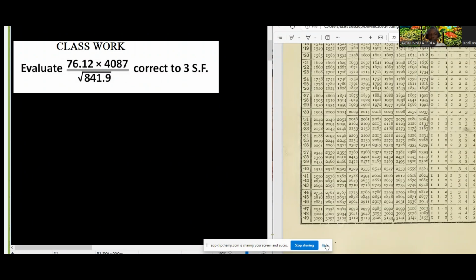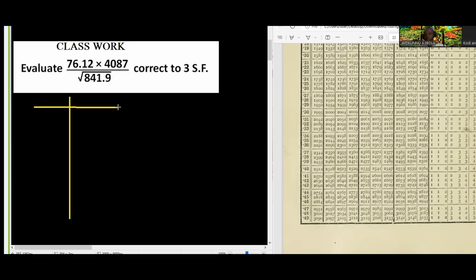Two numbers at the numerator and one number at the denominator. So to use logarithm tables for this, what we need to do is to rule out our number line as usual. We'll put the number on one side and put the logarithm at the other side.